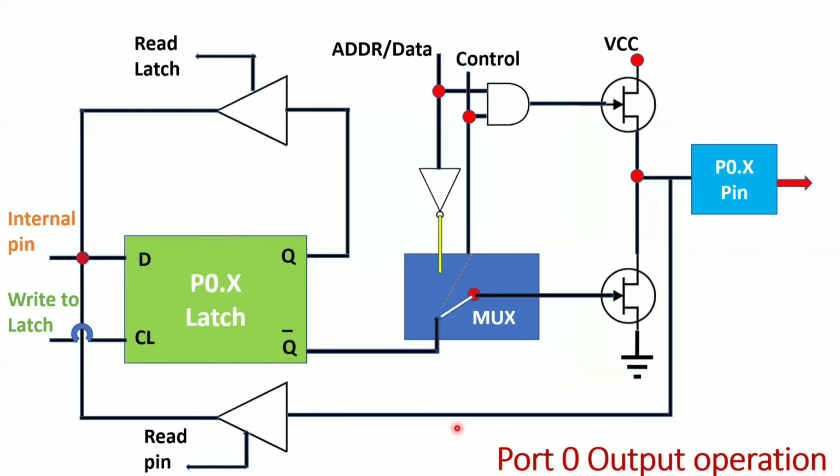Now coming to the output operation. What is meant by output operation? I want to send a value to this particular pin of this particular port. I want to send 0 or 1.